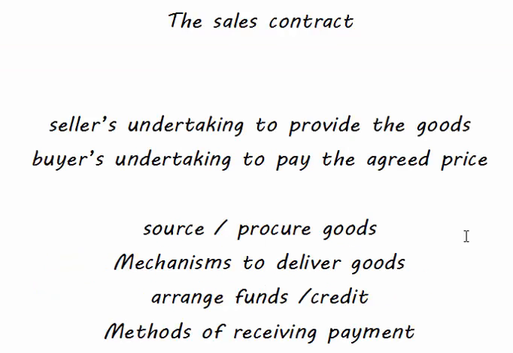So once the seller undertakes to provide the goods, he has to source or procure the goods, and he has to find a mechanism to deliver them: how to ship it, where to ship it, when to ship it, things like that. When the buyer undertakes to pay, the buyer has to arrange for funds.